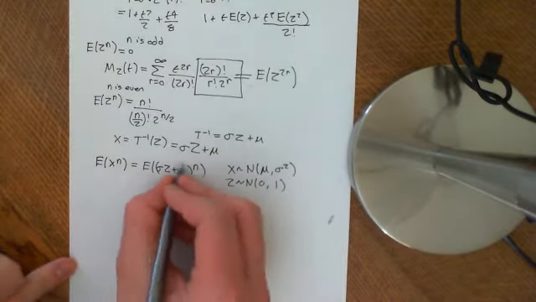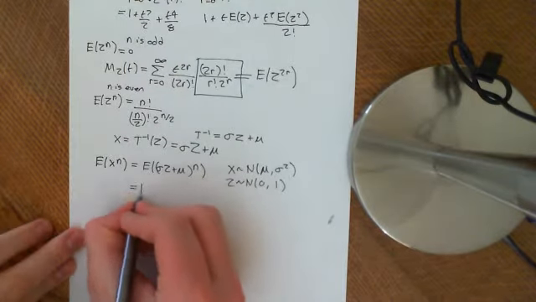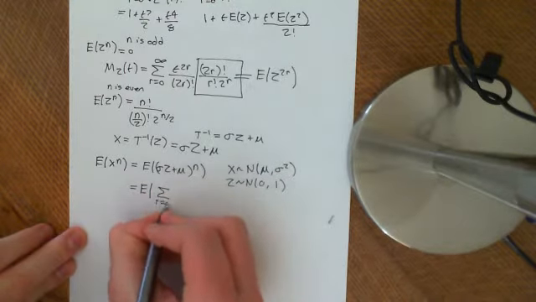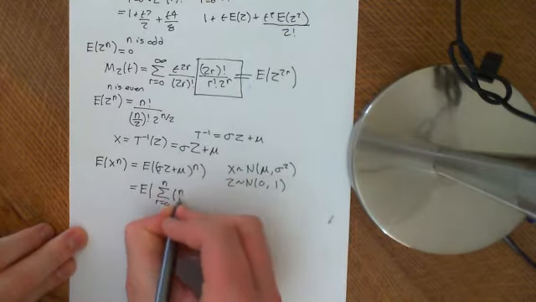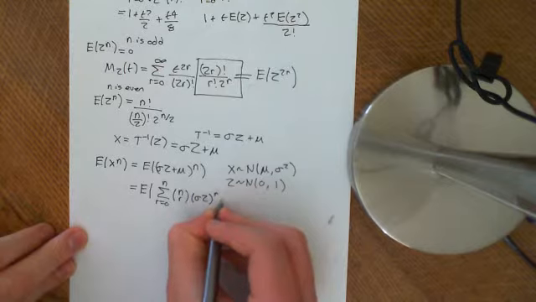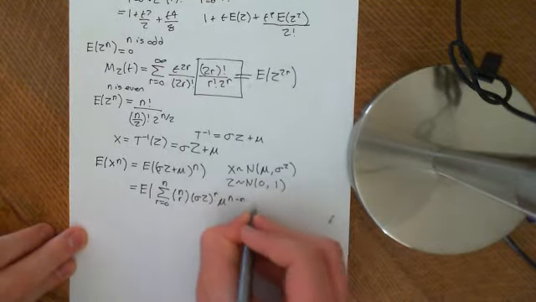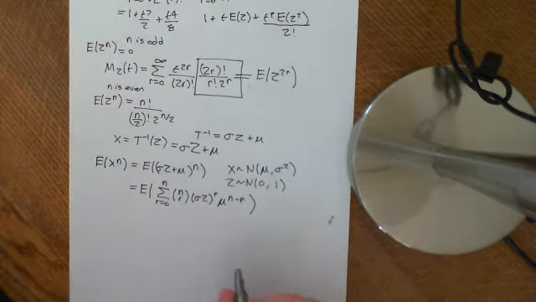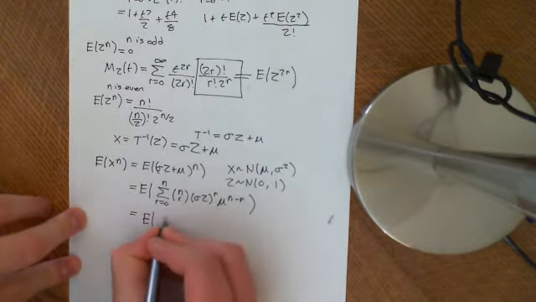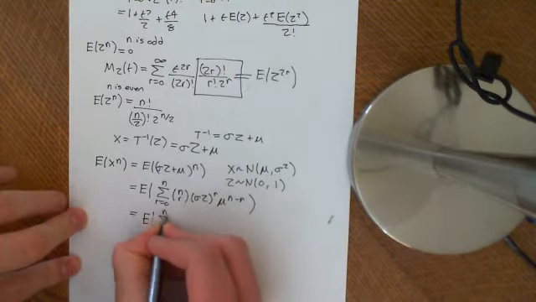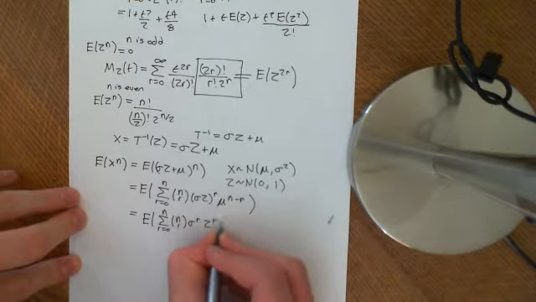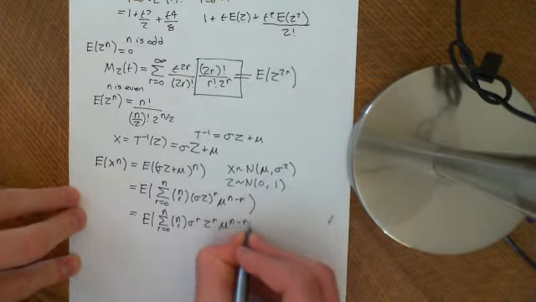Okay, so we could expand this now using the binomial theorem, using the binomial expansion, and say that this is the sum from r equals 0 to n of n choose r, sigma z to the power of r times mu to the power of n minus r. Now, again, we can rewrite that as the expected value of the sum r equals 0 to n of n choose r sigma to the r z to the r mu to the n minus r.